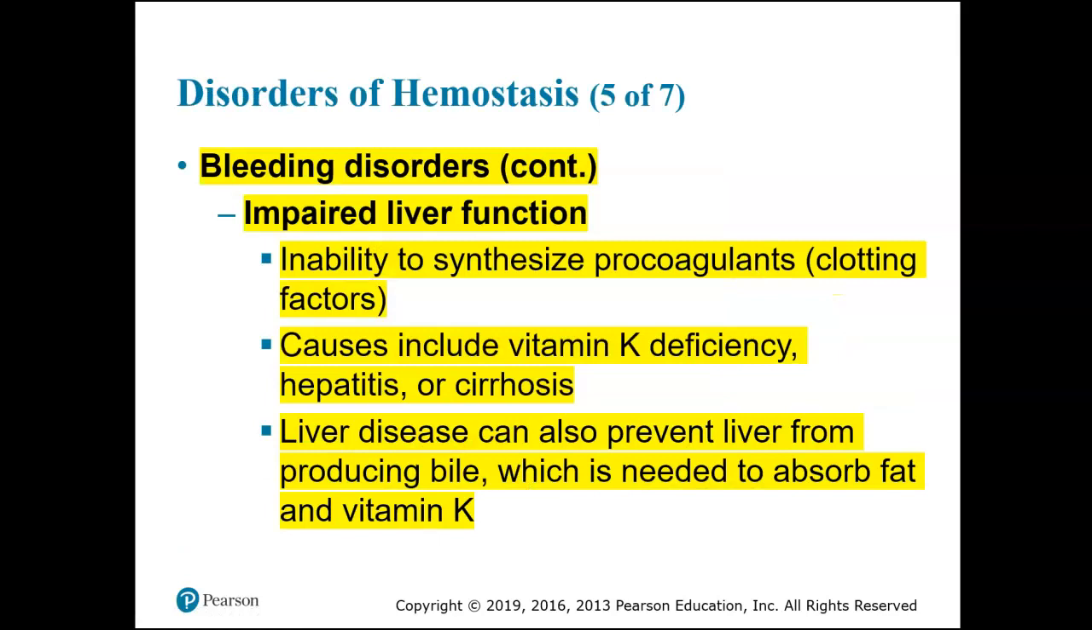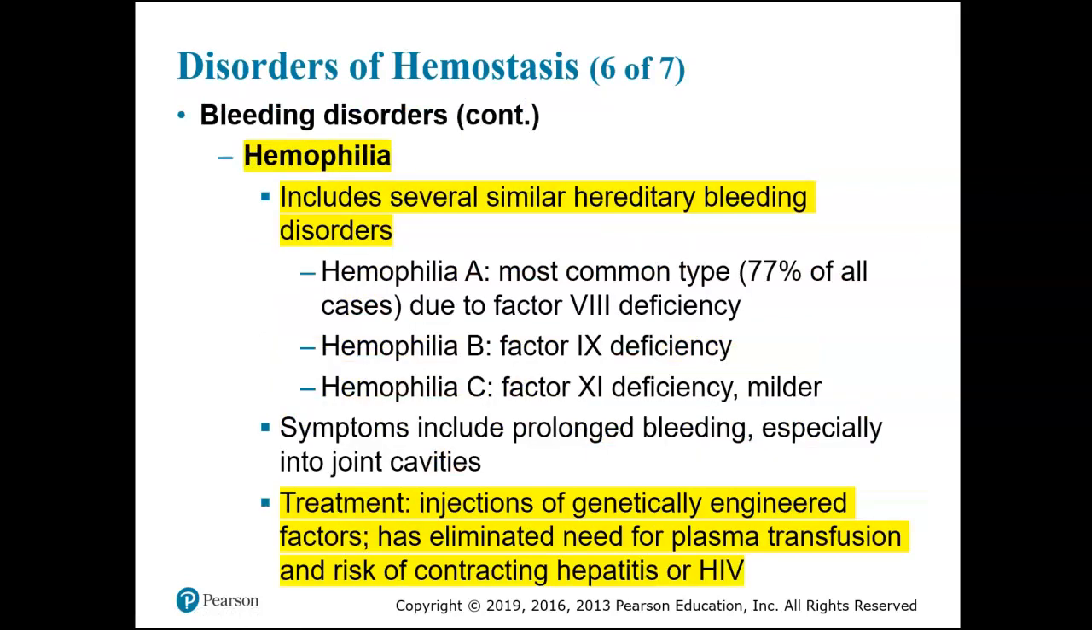Bleeding disorders can come from impaired liver function, and the liver is responsible for synthesizing those clotting factors. Causes can be vitamin K deficiency, hepatitis, which is inflammation of the liver, or cirrhosis. Liver disease can also prevent the liver from producing bile, which is needed to absorb fat and vitamin K, because vitamin K is a lipid-soluble vitamin.